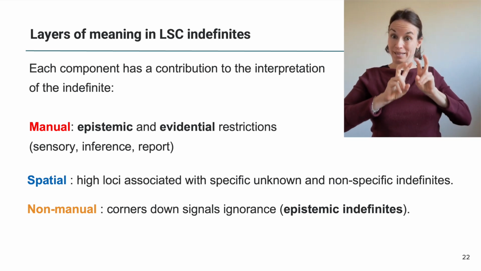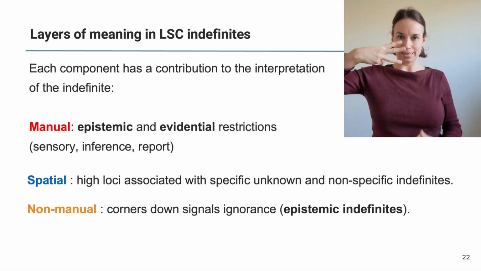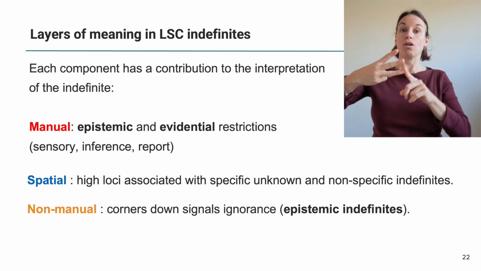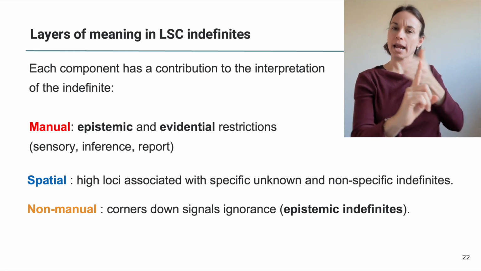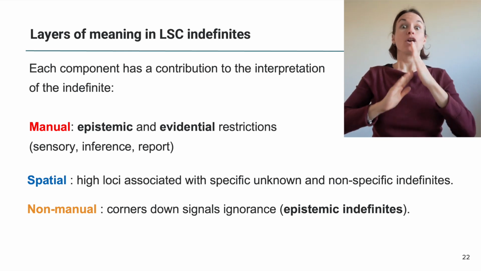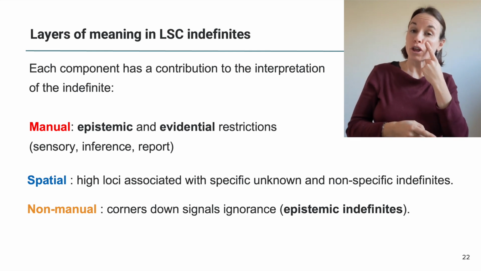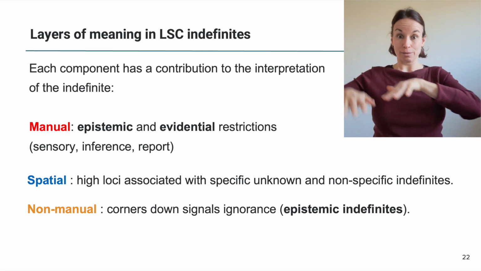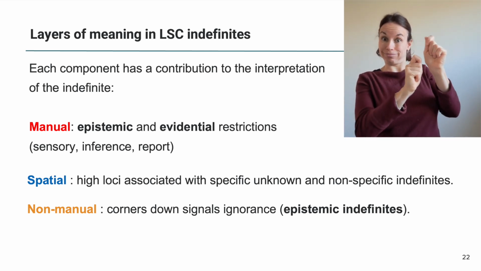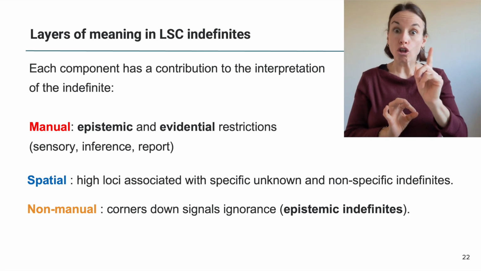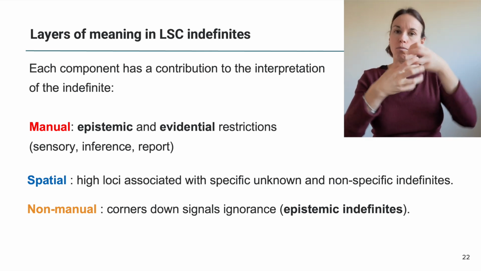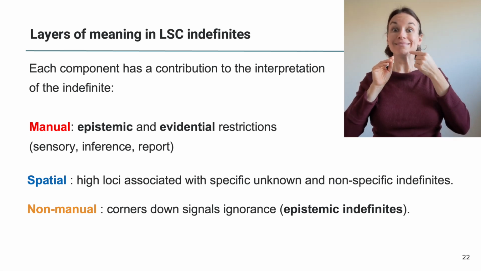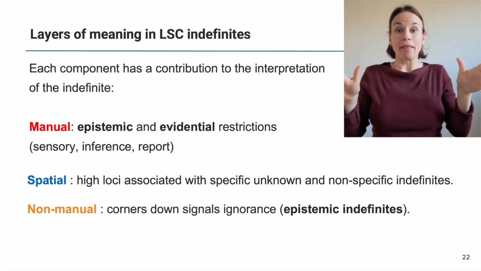So to sum up, we have observed that each component, manual, spatial, and non-manual, has a contribution to the interpretation of the indefinite. The manual component is subject to both epistemic and evidential restrictions. On the other hand, the spatial component distinguishes specific known uses from the rest, which are characterized by producing the sign in a high location. And finally, the non-manual marker corners down signals ignorance, and therefore epistemicity.